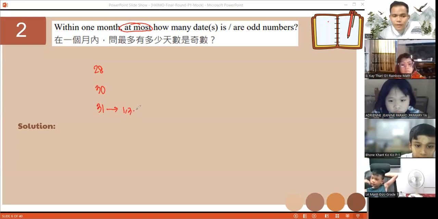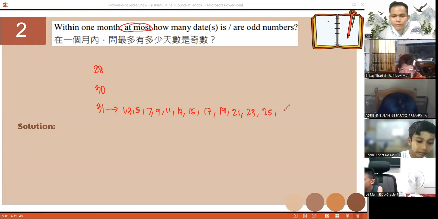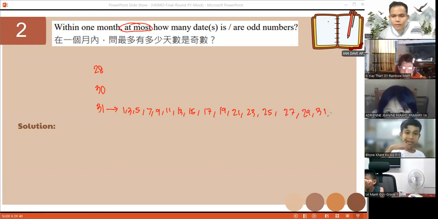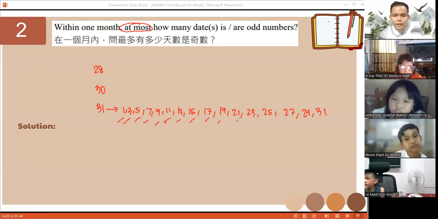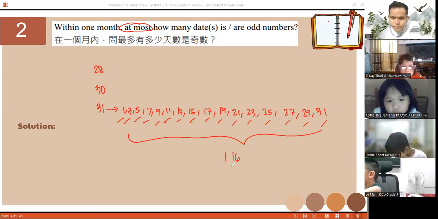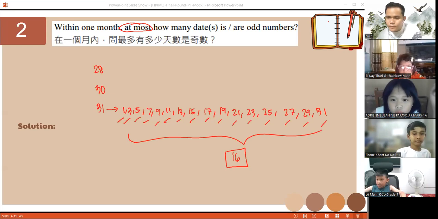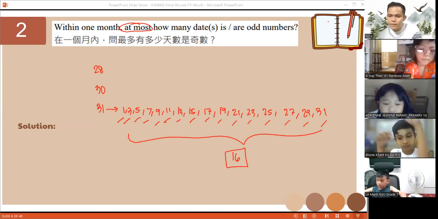We have 1, 3, 5, 7, 9, 11, 13, 15, 17, 19, 21, 23, 25, 27, 29, and 31. So in all, you have 1, 2, 3, 4, 5, 6, 7, 8, 9, 10, 11, 12, 13, 14, 15, 16. So there are 16 of them. You can just simply write the answer. Okay? If the answer is 16, then you answer 16.